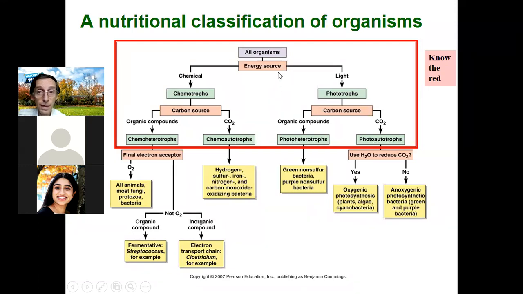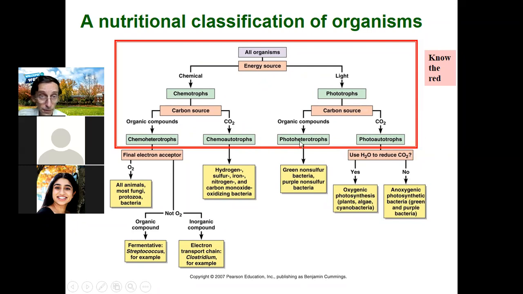If they get their energy needs from light, they are a phototroph. And if they get their carbon from an organic chemical compound like glucose, we call them a photoheterotroph. If they are a phototroph and they get their carbon source from CO2, they are a photoautotroph. And I mentioned that of the photoautotrophs, we have the oxygenic photoautotrophs and the anoxygenic photoautotrophs. We're only going to talk about the plants and the algae and the cyanobacteria, which are oxygenic, but you don't need to know the anoxygenic.